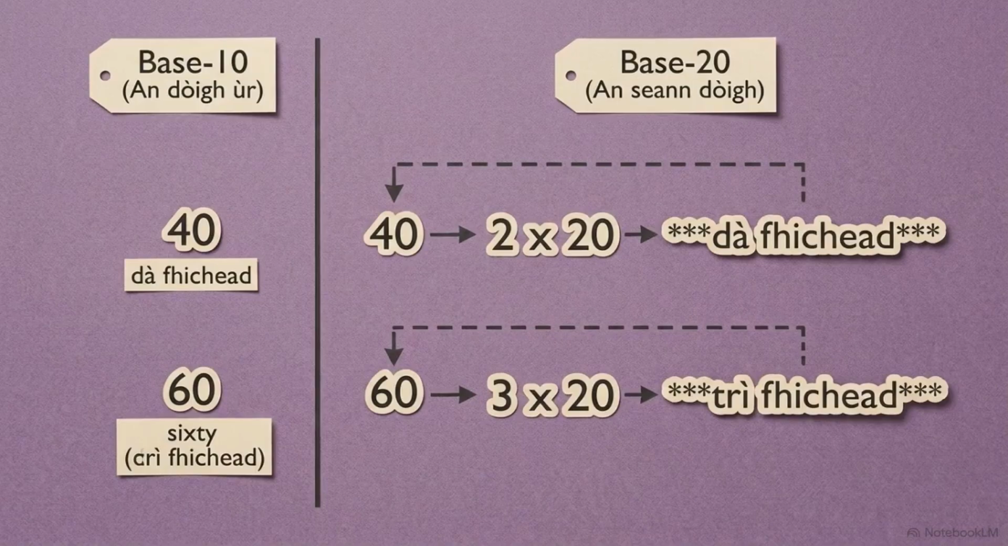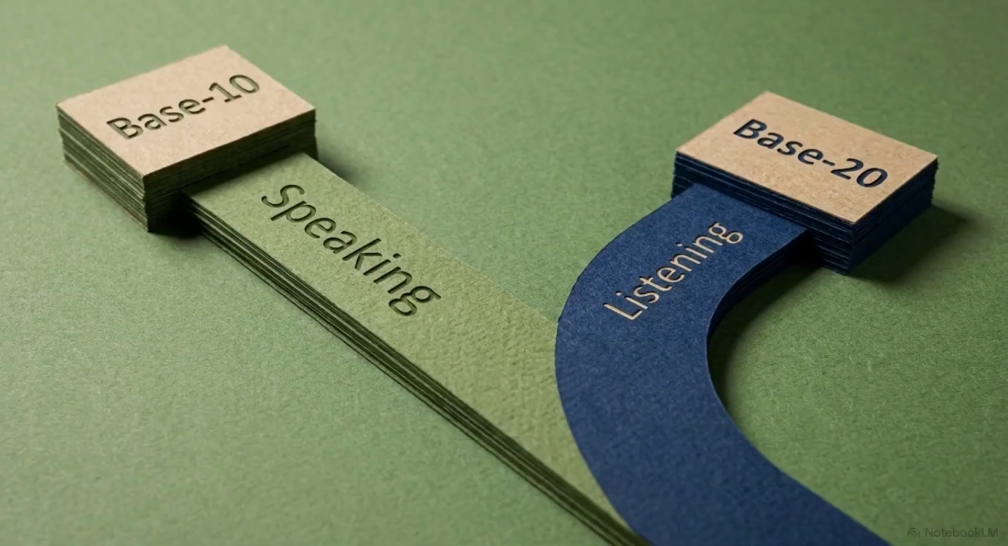You might also hear a traditional system based on multiples of 20, which is still common among native speakers. This sounds like a math problem. Da fihet, or 2 20s for 40, or 3 fihet, 3 20s for 60. Stick to the modern decimal path for speaking, but keep these base 20 terms in mind so you can follow along when others use them.